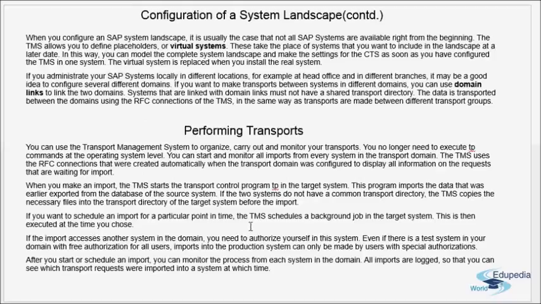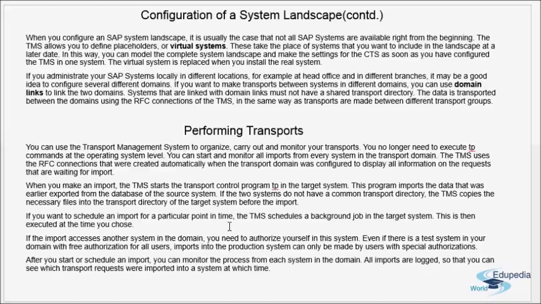Now, you can do this import at SAP level only, but if you do it from SAP level, it will actually call the transport control program, the TP, in the target system. If you want to schedule an import for a particular point in time, the TMS schedules a background job in the target system. This is then executed at the time you choose. Say you want to schedule an import at a particular time, so what happens? A background job is scheduled in the target system, and then depending upon the time, the job is executed.